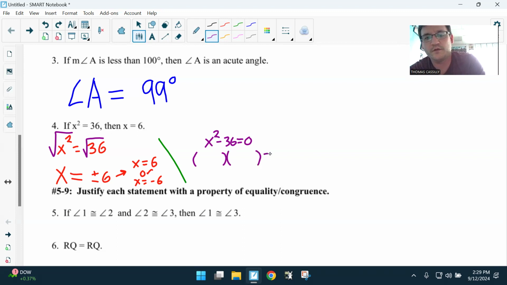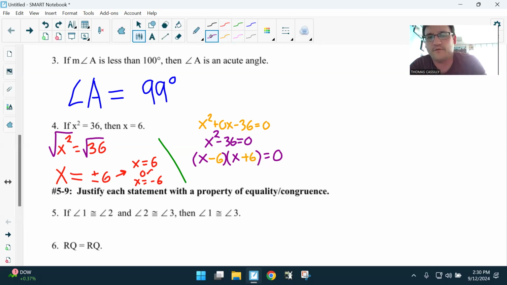So we want two things that multiply to x squared. That's going to be x and x. And then two numbers that multiply to 36. However, there's no middle term here. So you could almost think of this as x squared plus 0x minus 36 equals 0. All right, so we want numbers that multiply to negative 36 and add to 0. And the only way to do that is a negative 6 and a positive 6.